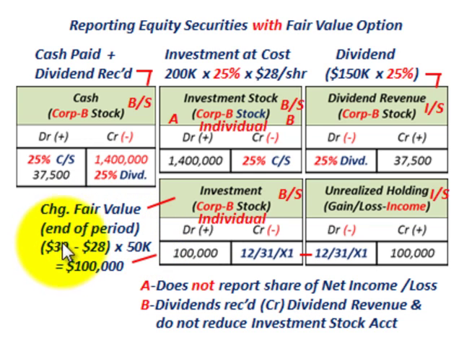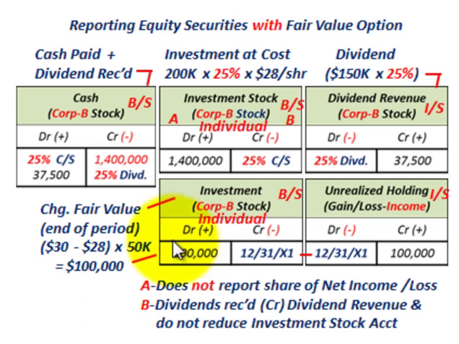Market price of those shares at the reporting period, end of the year, was $30. Our cost was $28. So comparing our market to our cost, market's greater by $2 times the number of shares that we're holding. We had 25% of the total 200,000, so 50,000 shares of Corp B. So that's going to equal $100,000.